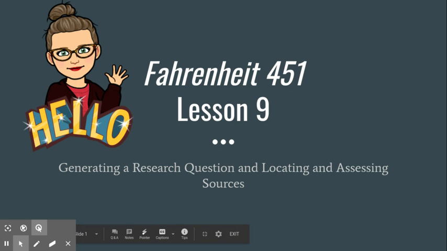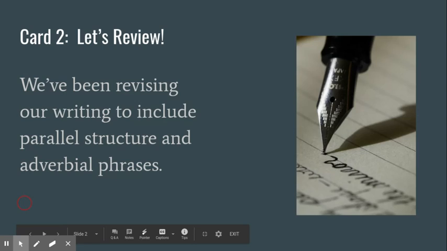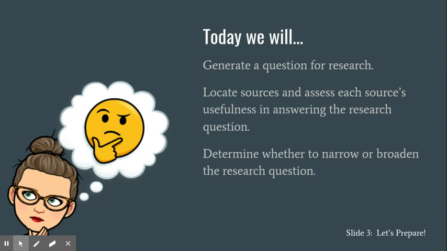Welcome to Lesson 9 of Fahrenheit 451, Generating a Research Question and Locating and Assessing Sources. We've been revising our writing to include parallel structure and adverbial phrases. Today we will generate a question for research. We will locate sources and assess each source's usefulness in answering the research question. Then we will determine whether to narrow or broaden the research question.